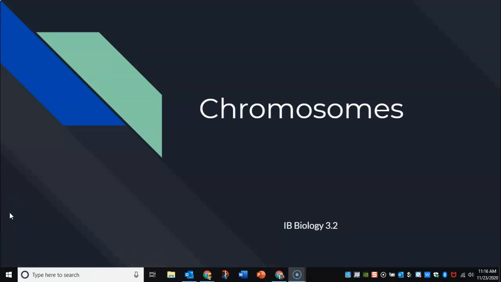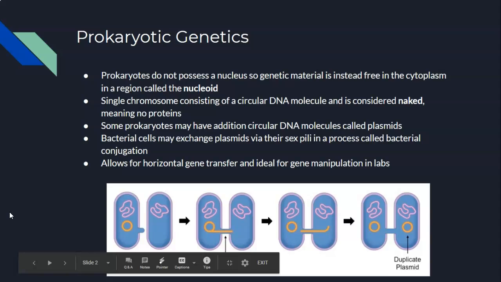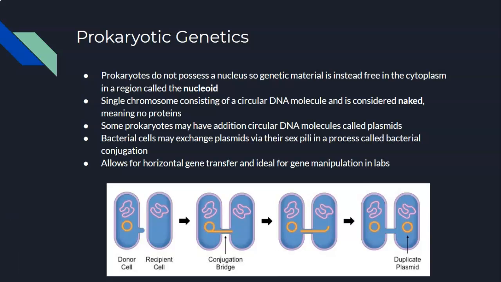Welcome back to Unit 3, which is all about genetics, and today we're going to dive into a much deeper look about chromosomes themselves. So let's start with differentiating between prokaryotes and eukaryotes. In prokaryotic genetics, prokaryotes don't have a nucleus. That's the main thing about prokaryotes, is that they do not have a nucleus.